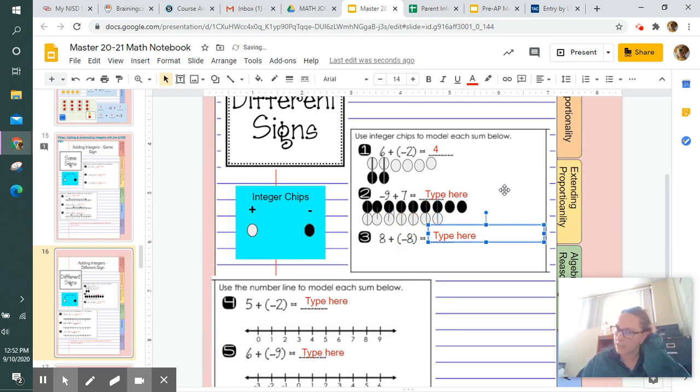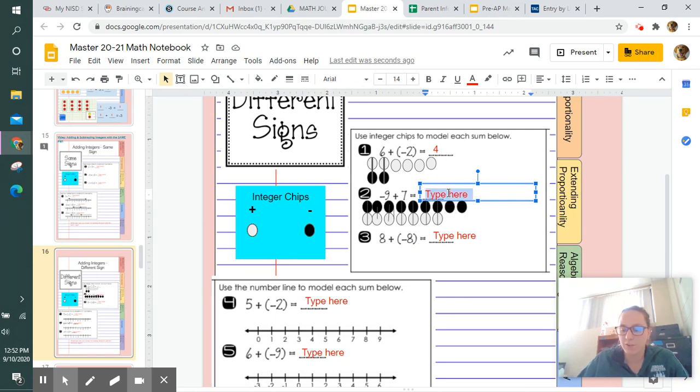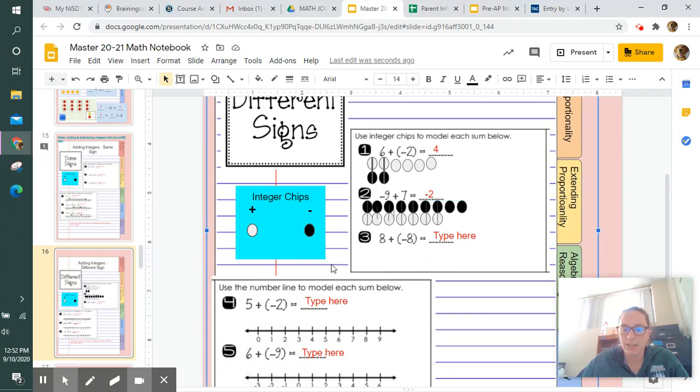So once I cancel out all my positives and my negatives, I find those zero pairs, then I figure out that what I have left over is 2 of them that are negative. So my answer is going to be -2. Okay, -2.